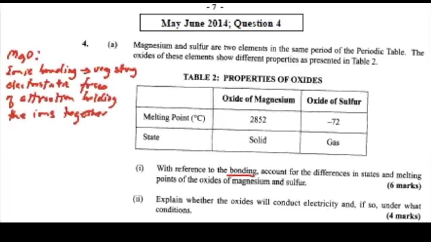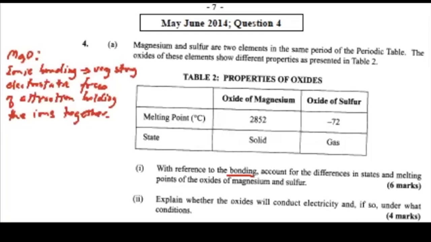And because these forces of attraction are so strong, it's an ionic bond. So for one, it's an ionic substance, and they tend to be solids.